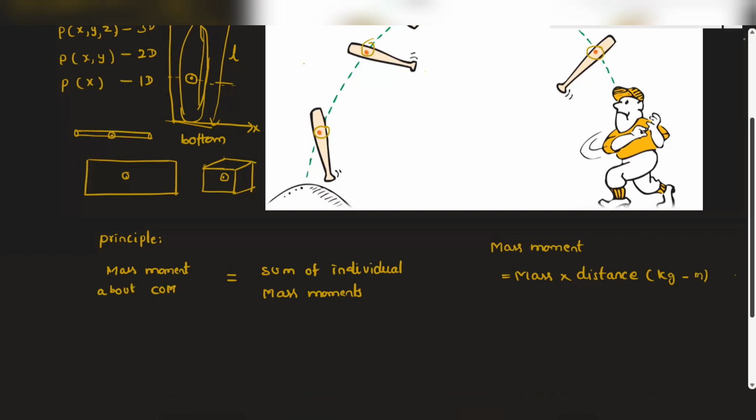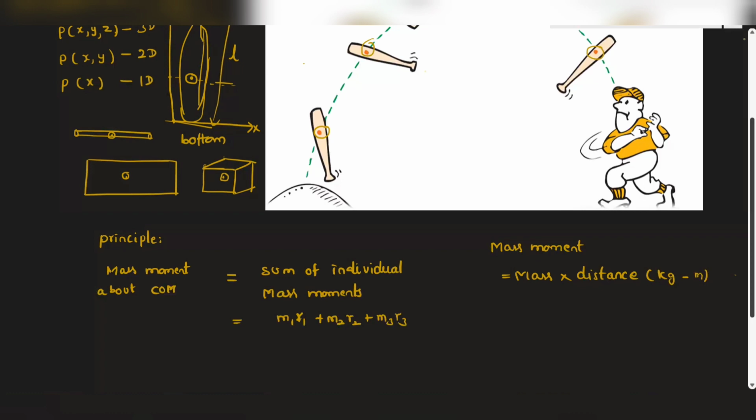So what is that? M1 I'm taking, and from the reference, the distance of that M1's center of mass, let me take R1. Next M2 R2, next M3 R3, it is there. So this is the sum of individual mass moments of the bat.